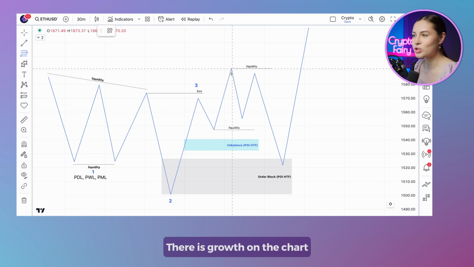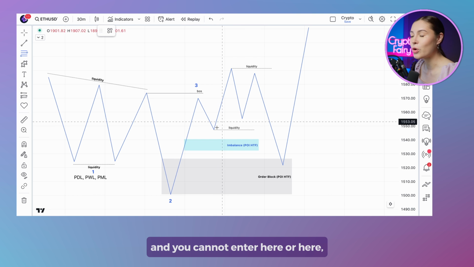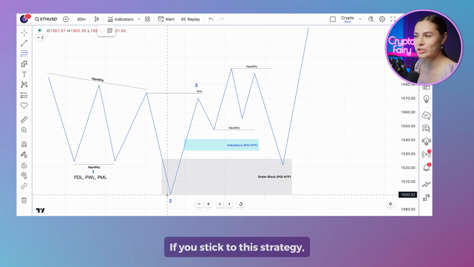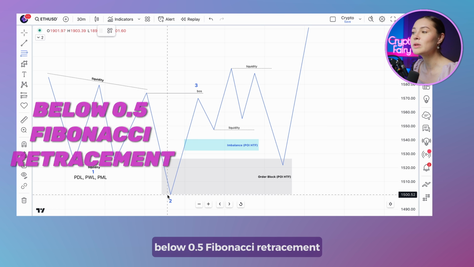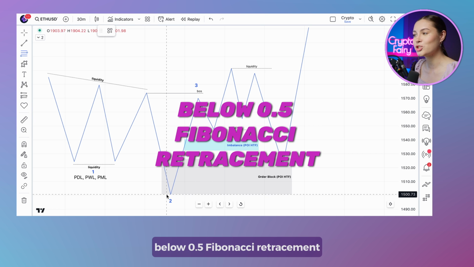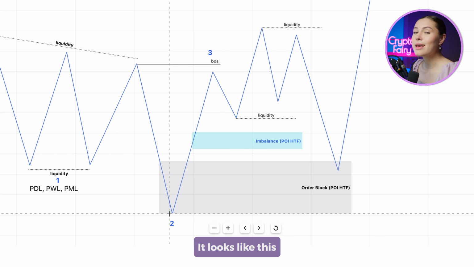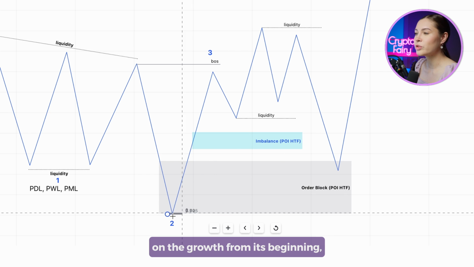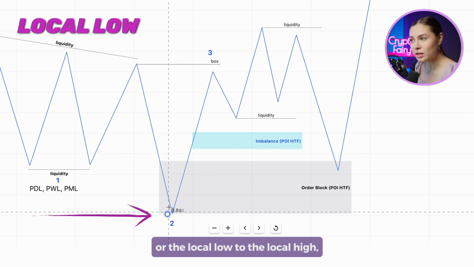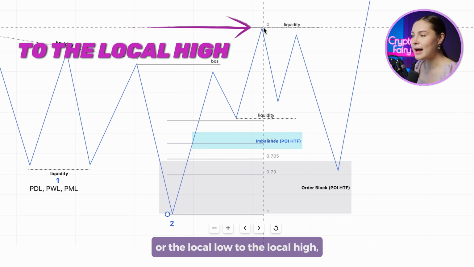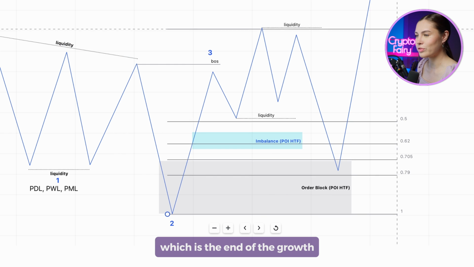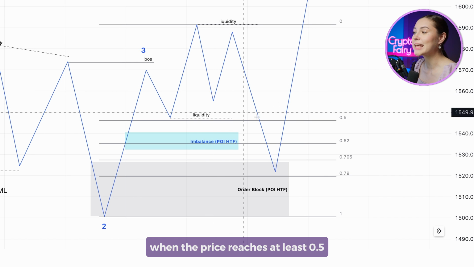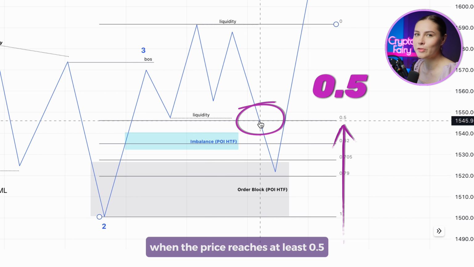There is growth on the chart, and you cannot enter here or here, as it is too high. If you stick to this strategy, you need to wait for the price below 0.5 Fibonacci retracement. It looks like this. The chart goes up, you should place a Fibonacci grid on the growth from its beginning, or the local low, to the local high, which is the end of the growth. After that, you need to wait for the moment when the price reaches at least 0.5.